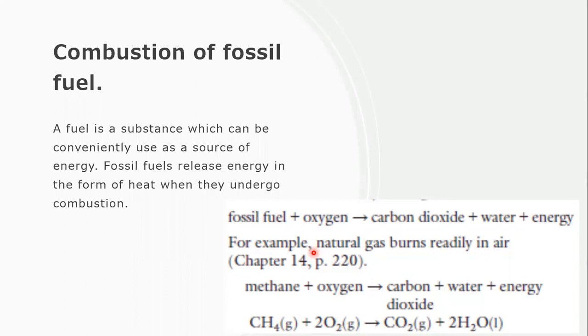All right. Now, how do we use fossil fuel for energy? We do the process of combustion. What is the process of combustion? The process of combustion is basically when you take your fossil fuel and you burn it in oxygen.